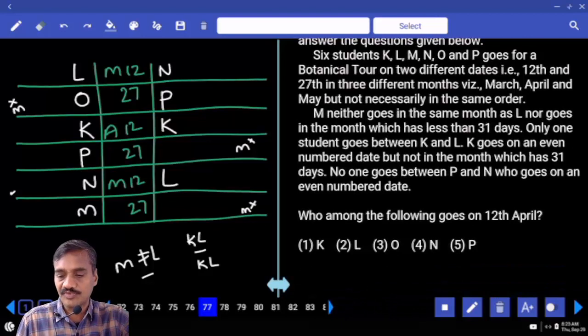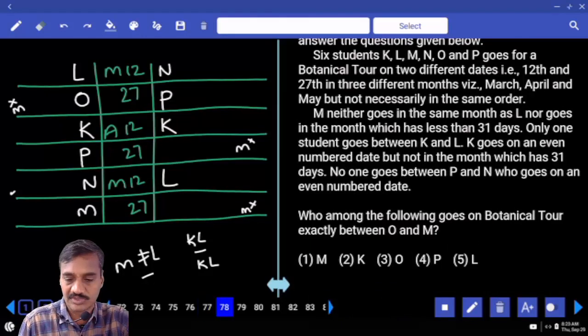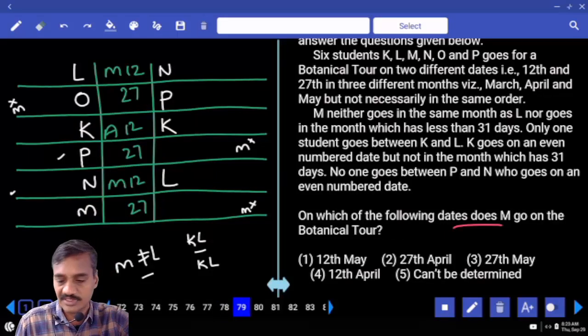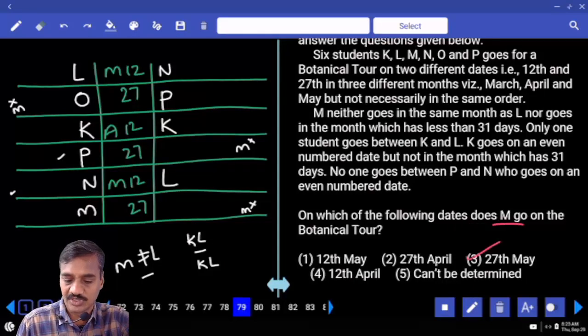Then who among the following goes on 12th of April? K, that is choice 1. And who among the following goes exactly between O and M? Exactly between O and M, tell me who that person is. P, that is choice 478. And M is on which date? 27th of May, choice 3.